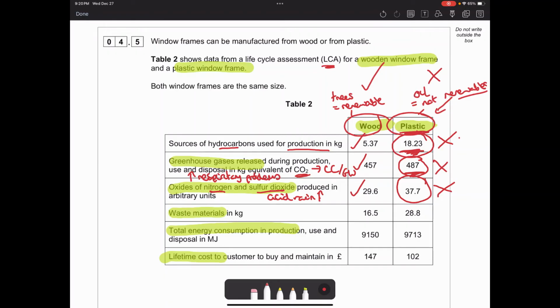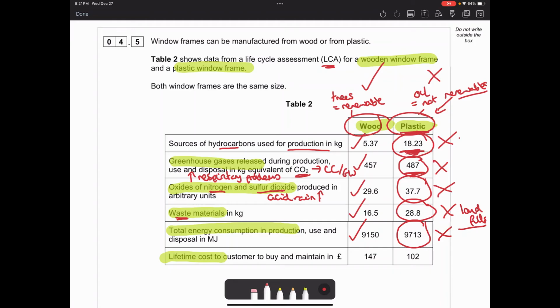The waste materials that are produced, again, plastic produces a lot more, wood a lot less. The disadvantage of loads of waste materials is that solid waste goes to landfill. So plastic is producing a lot of waste that would then go to landfills that are then being used up and space is diminishing. The total energy consumption of making them, again, worse for plastic, better for wood.